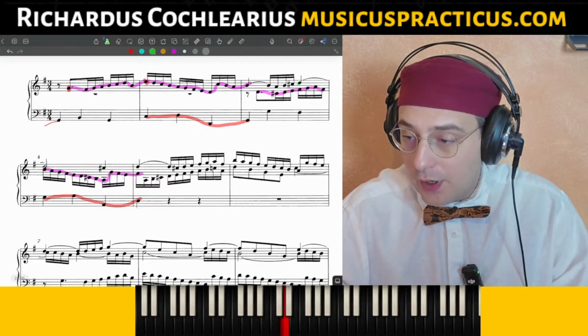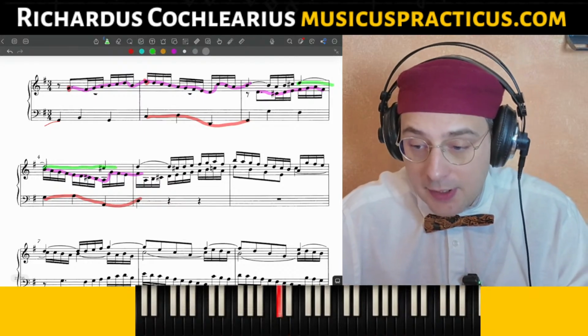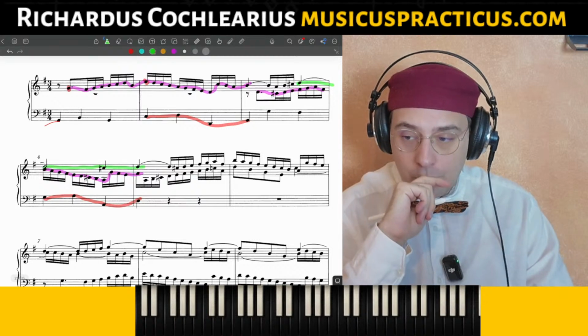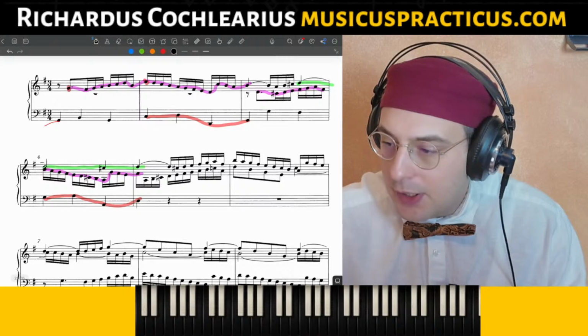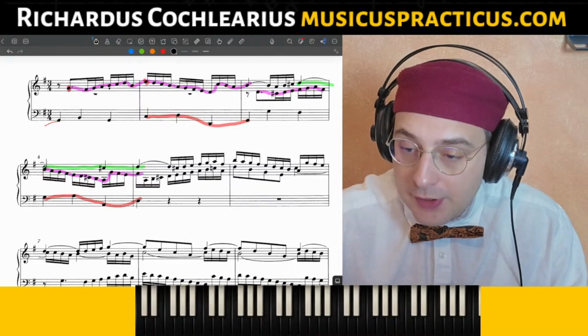And another element that we can find, which is very important, is the suspension clausula. Fa, mi, fa. If we want to put this before, fa, mi, fa, the clausula, the cadence should be in G, on G, starting here.